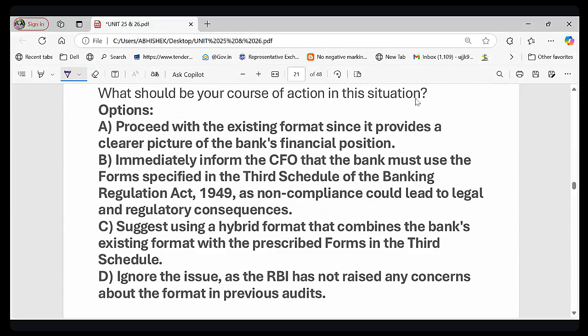So all the banks are governed by this Banking Regulation Act 1949, right? According to which section? Please write the section name. So according to this section, banks are legally required to prepare their balance sheet and profit and loss account in the format prescribed under the third schedule, right?